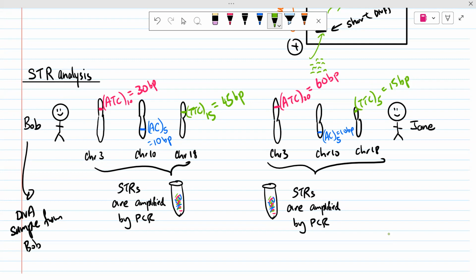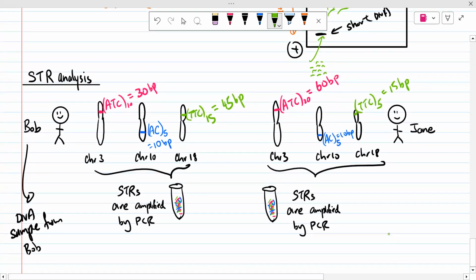So is it possible unrelated people can have the same STR? Yes. Like the blue one here, right? They are the same. Keep that point in mind. I will come back to it in a minute. That's a good question.